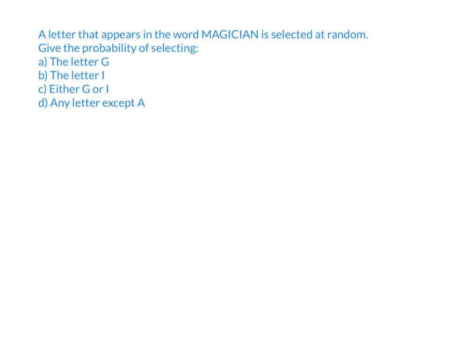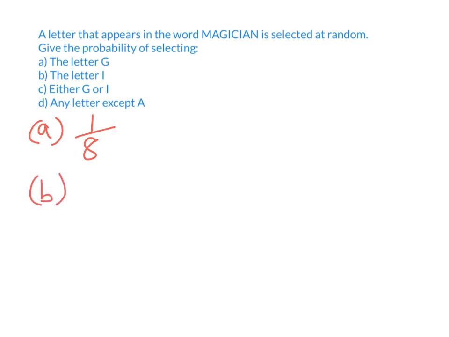And here's one last example of a probability question. A letter that appears in the word magician is selected at random. Give the probability of selecting A, the letter G, B, the letter A, C, either G or A, and D, any letter except A. Well, we can see that the word magician is made up of 8 letters, but only one of these letters is G. So we have got a 1 in 8 chance of selecting a G.